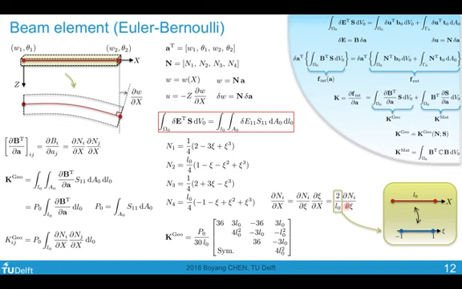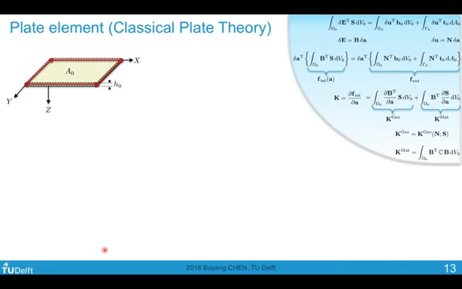Now we can plug in the expression of Ni and calculate partial of Ni over partial of capital X using this formula, and then do the integration over L0. Eventually you would arrive at this expression. It is again a symmetric matrix, and is only a function of the geometry parameter, which is L0, and the axial loading, P0. Next, let's look at an even more complicated element, which is the plate element.